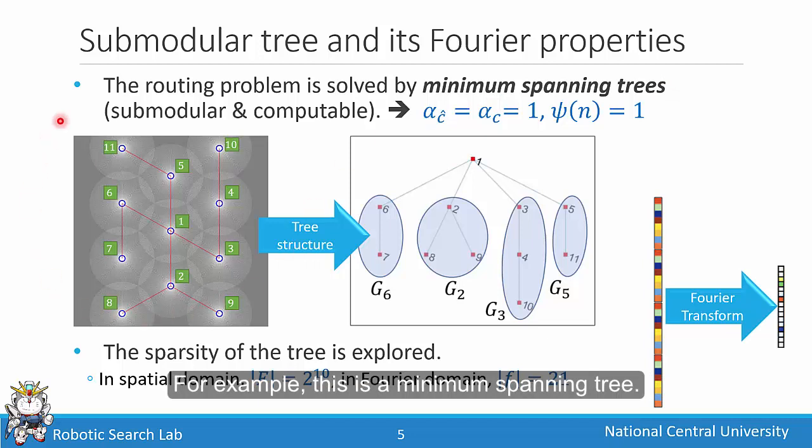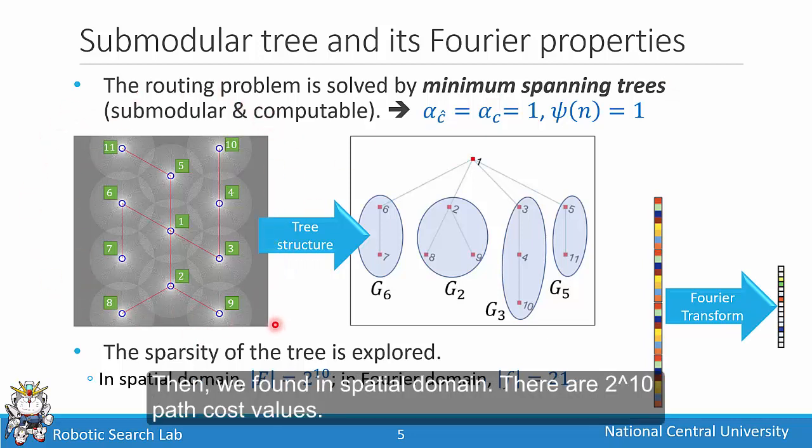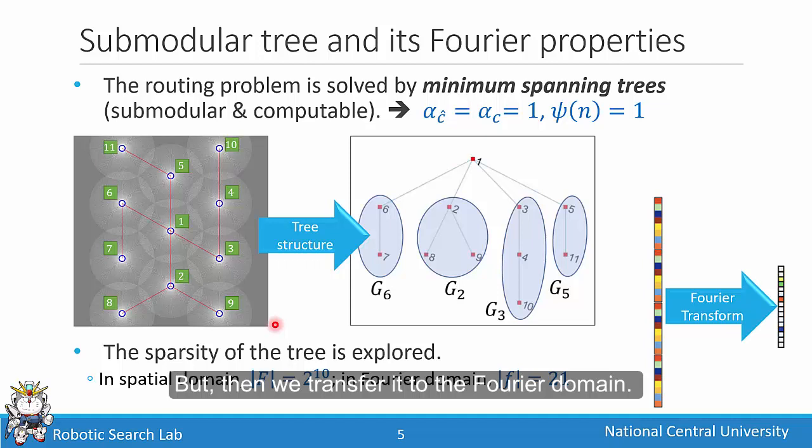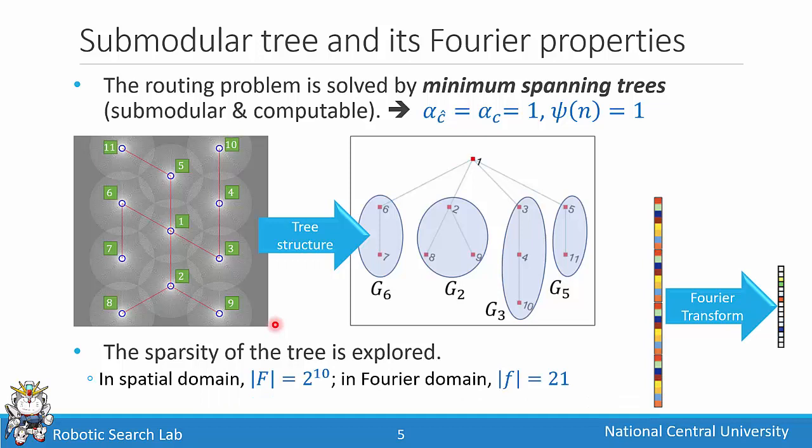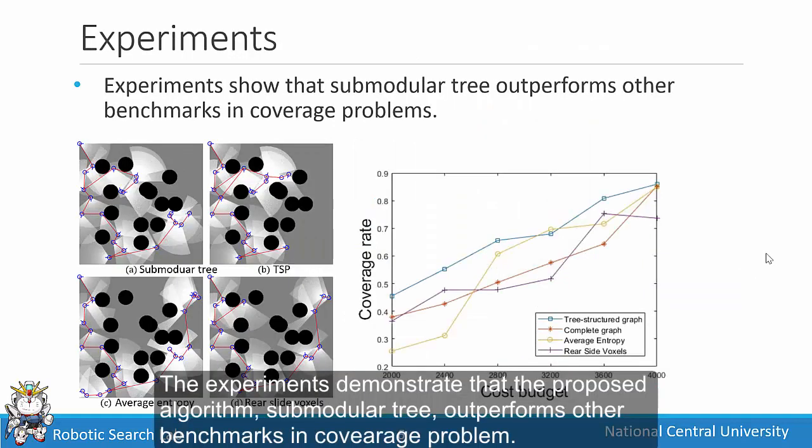For example, this is the minimal spanning tree. Then we found that in the spatial domain there are 2 to the 10 path cost values. But when we transfer it to the Fourier domain, there are only 21 Fourier coefficients, which is sparse in the Fourier domain. The experiments demonstrate that the proposed algorithm, submodular tree, outperforms other benchmarks in coverage problems.